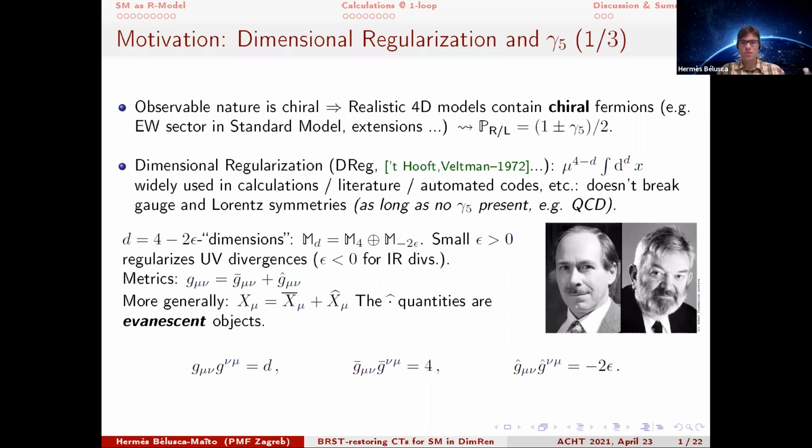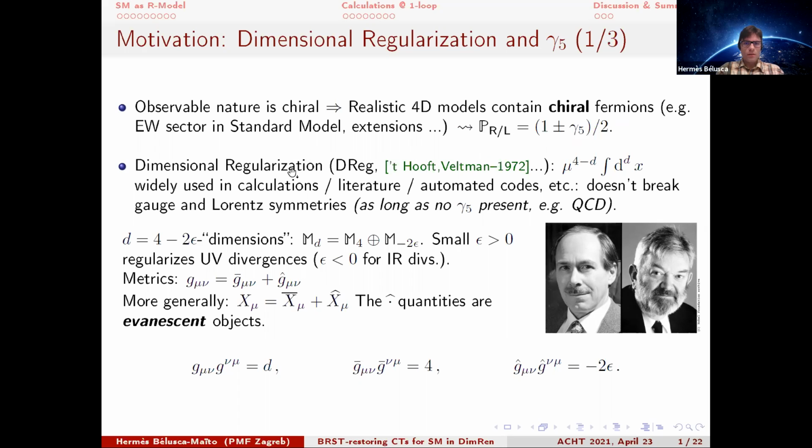Yeah, so the motivation is basically the same as what Maria said. Because we know that nature is chiral, at least according to what we observe, this means that we have chiral fermions and we have to describe them in our theories. For instance, this is the case for the electroweak sector in the standard model and its extensions. And in the theory, this means that we have to introduce the gamma 5 matrix in right or left-handed projectors that apply on the fermions.